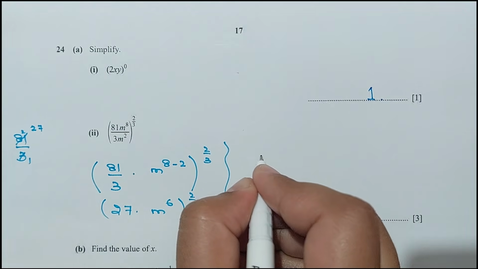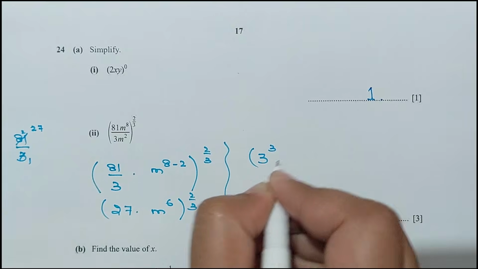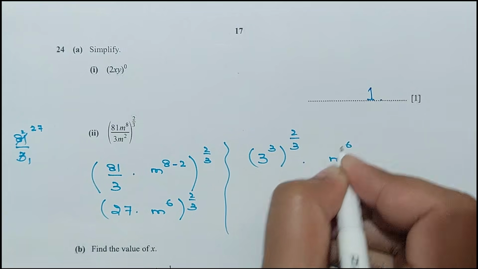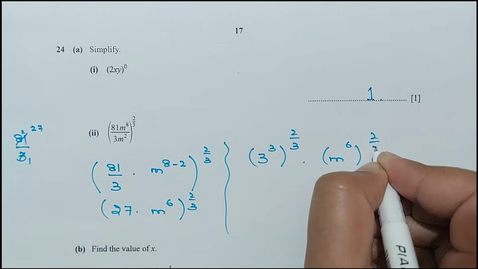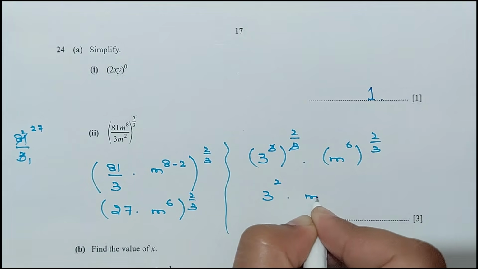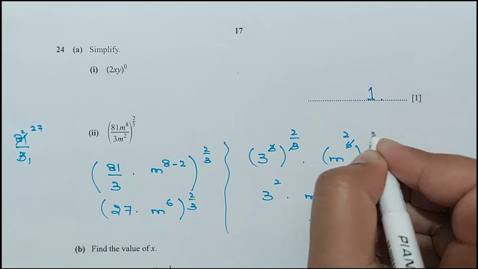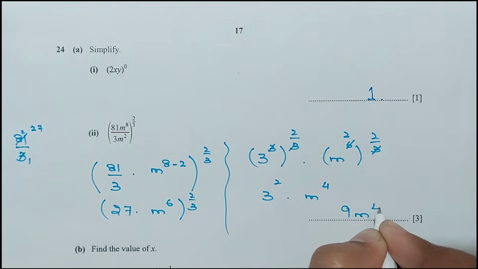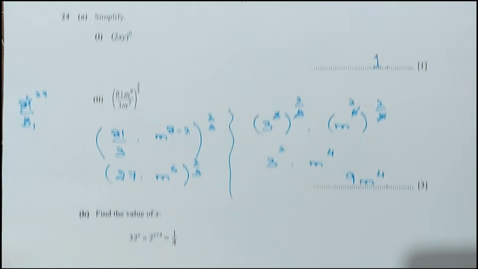So 27 is basically 3 cube, and its power is 2 by 3. And m to the power 6, and its power is 2 by 3. So this 3 and 3 is cancelled. 3 to the power 2. M to the power 3 times 2 would be 6, and 2 times 2 would be 4. 3 square is 9m4. This is the simplified answer.